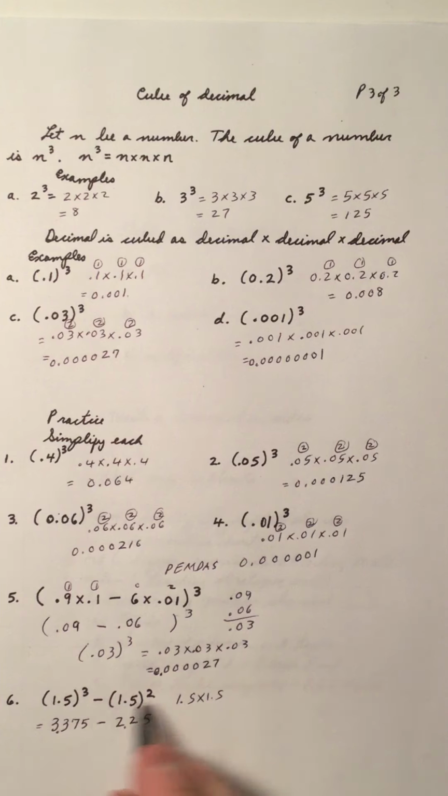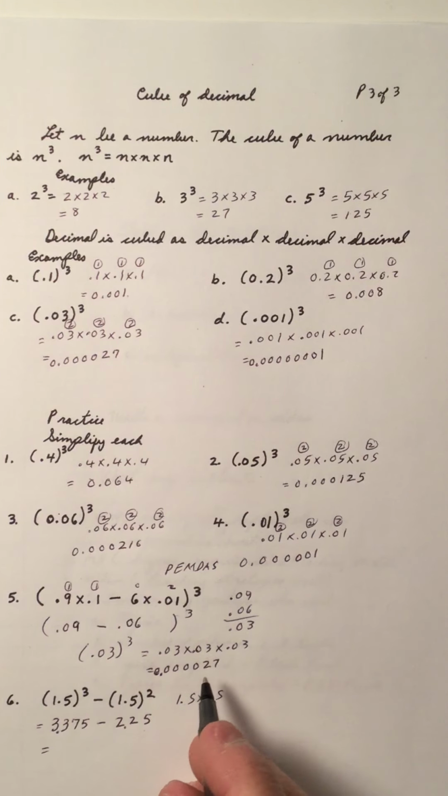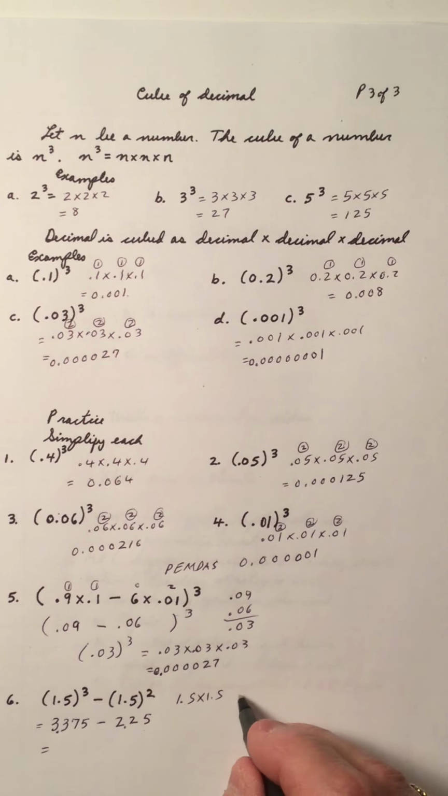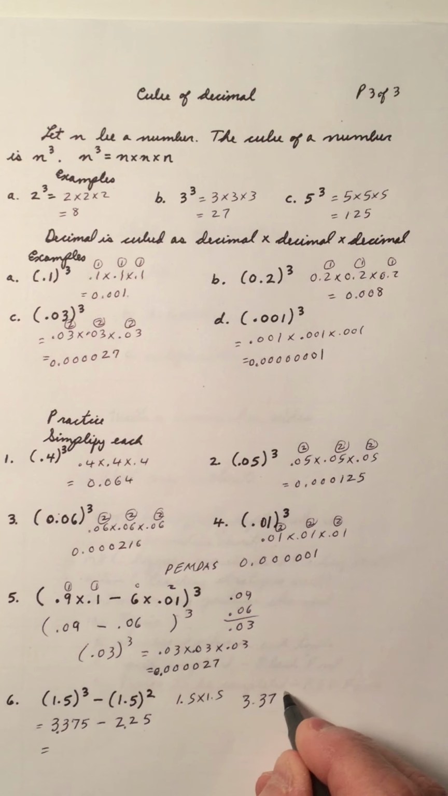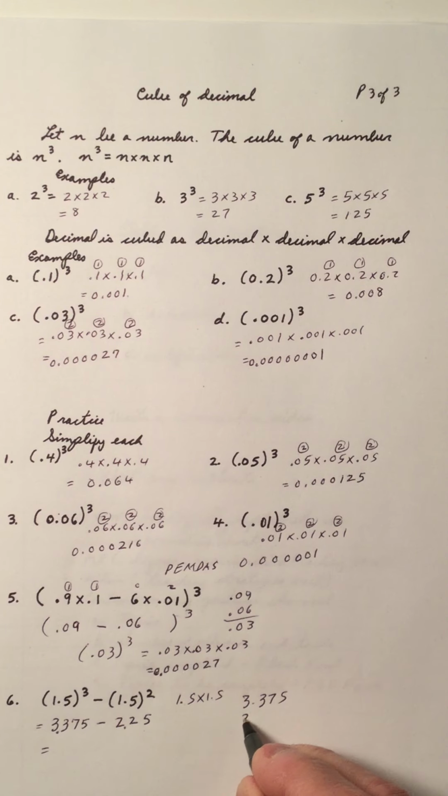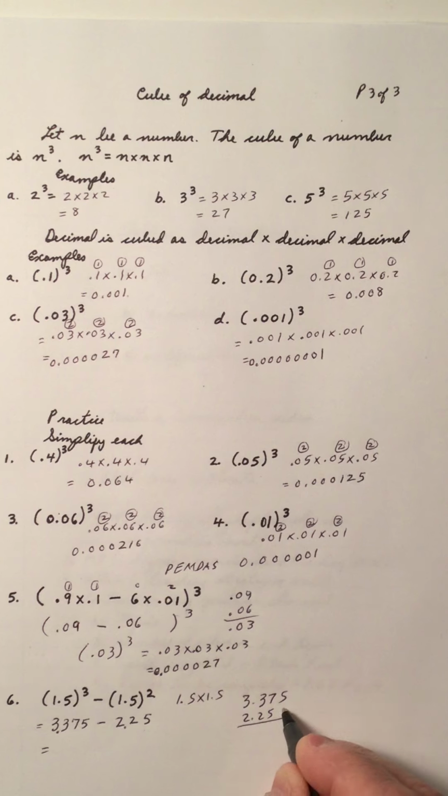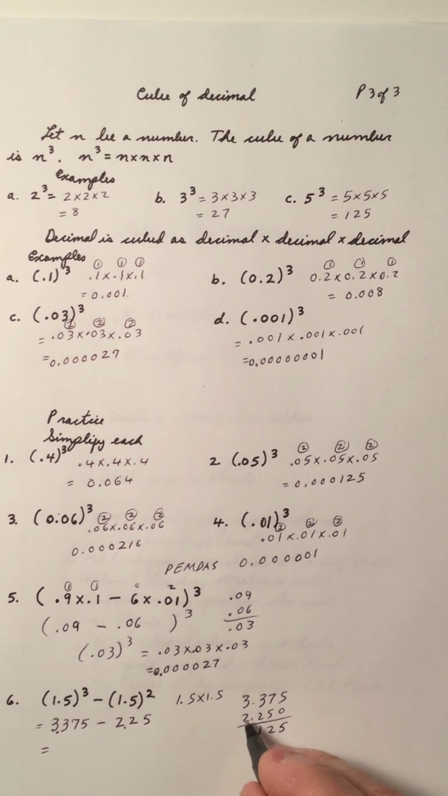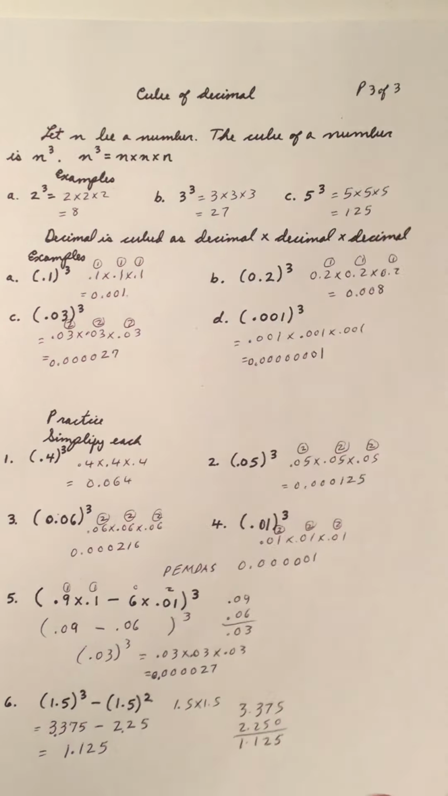And now we have our powers done, exponents, we subtract. So 3.375 subtract 2.25. 5 subtract 0 is 5. 7 subtract 5 is 2. 3 subtract 2 is 1. 3 subtract 2 is 1. So I get 1.125 as the final answer.